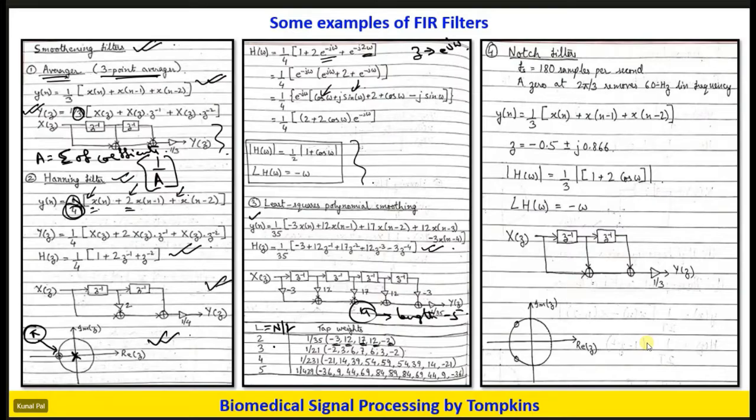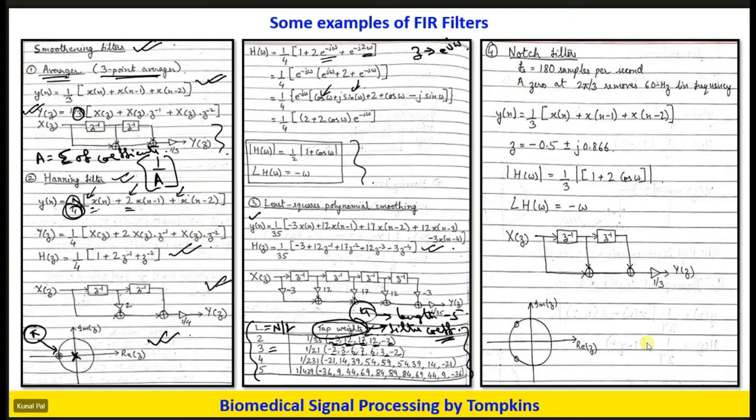Similarly, for L equals 3, we have 7 coefficients: 1, 2, 3, 4, 5, 6, 7. And all these coefficients are symmetric across the center point. So in this way, depending upon the order of this least square polynomial smoothing filter, you can find out the coefficients. You have to memorize these numbers, these tap weights. Tap weights are nothing but filter coefficients.